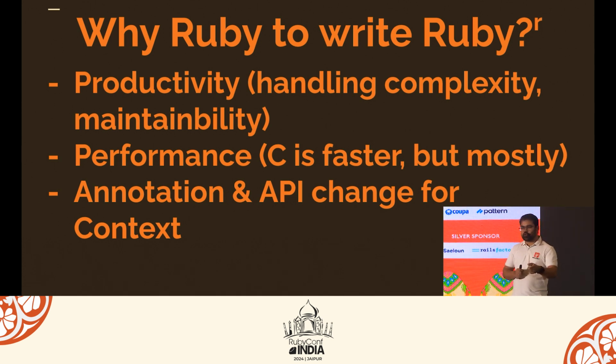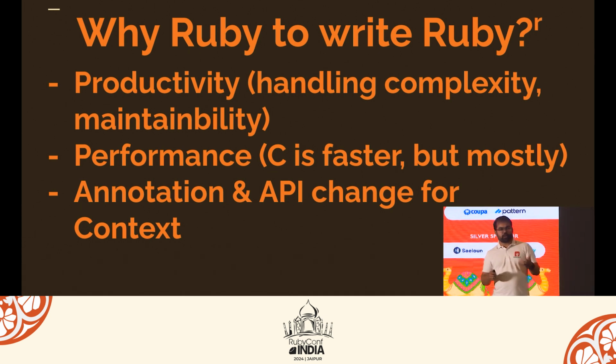So I will also be adding a reference talk at the end of the references, where Koichi speaks about the areas where it makes sense to have it written in Ruby and still be faster compared to having that older implementation in C. Okay. And then the last reason for that is annotations or the API change context.